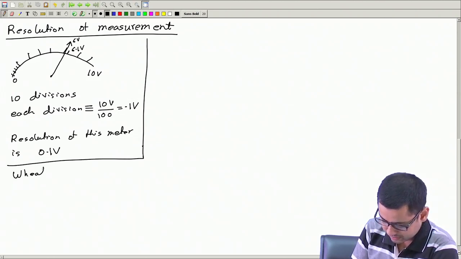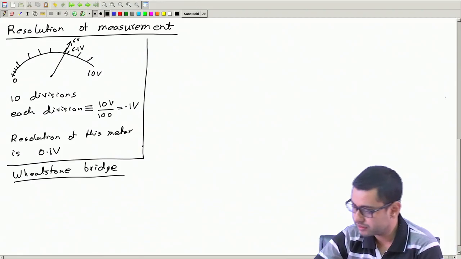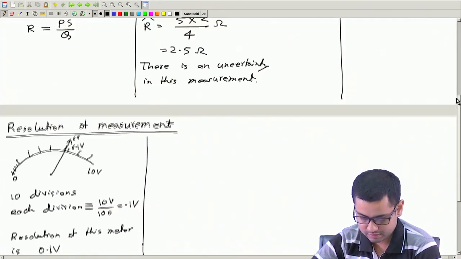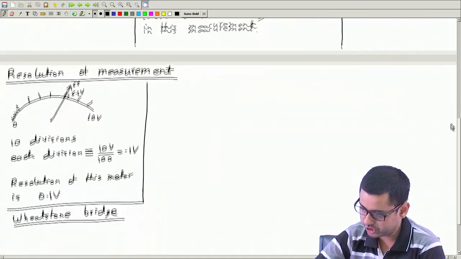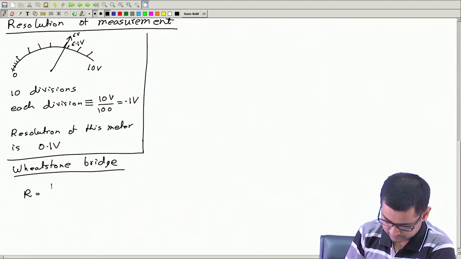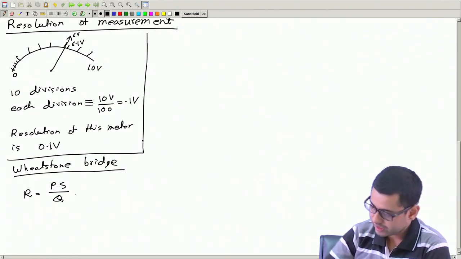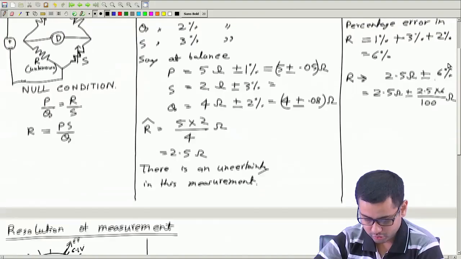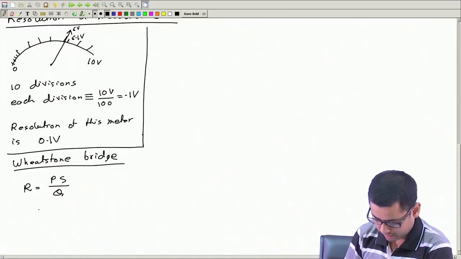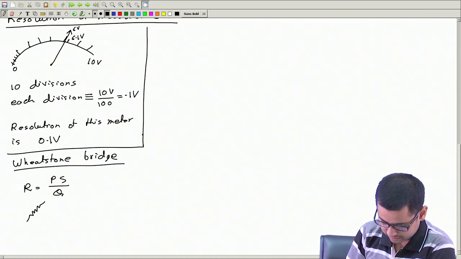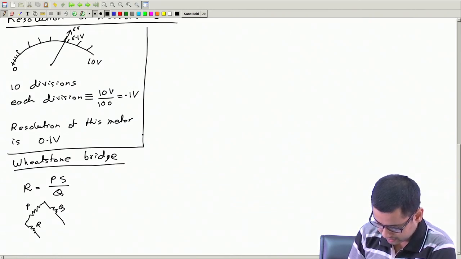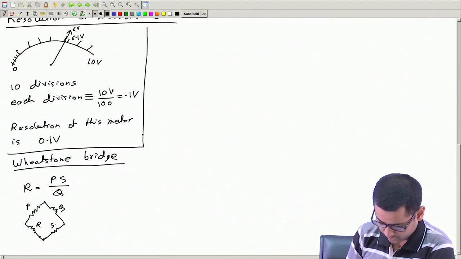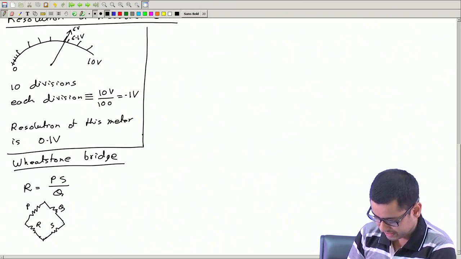Now, coming back to our Wheatstone bridge. So, we had unknown R is equal to P by Q times S. This is the diagram, let us draw it very quickly: P, Q, R and S. I am not drawing the power supply and the detector now.